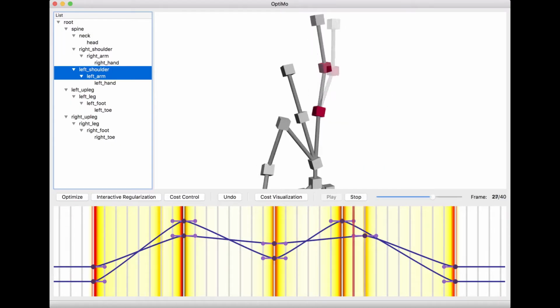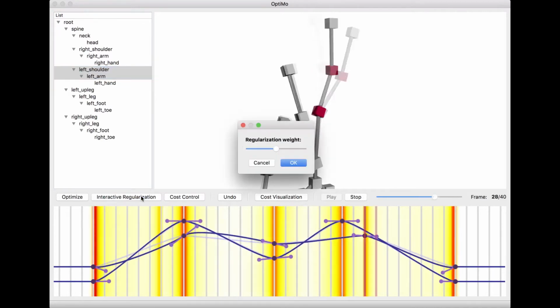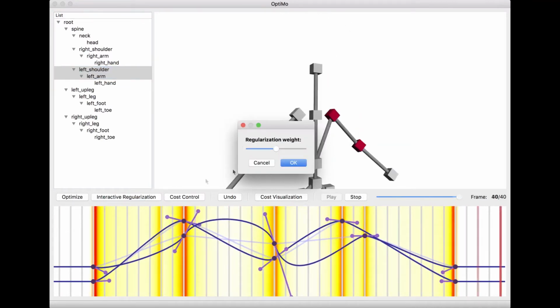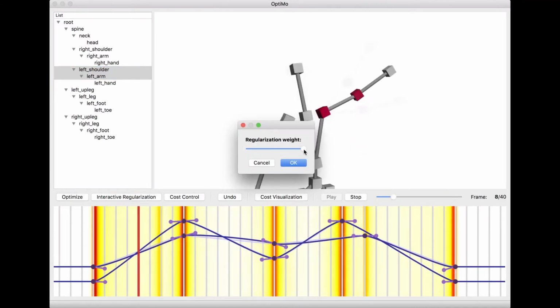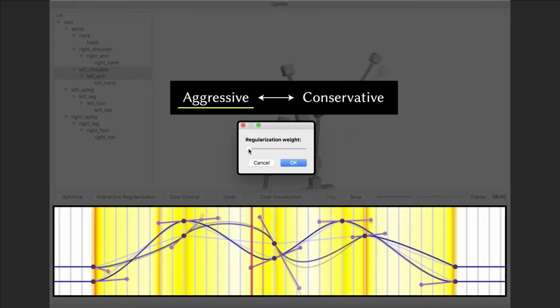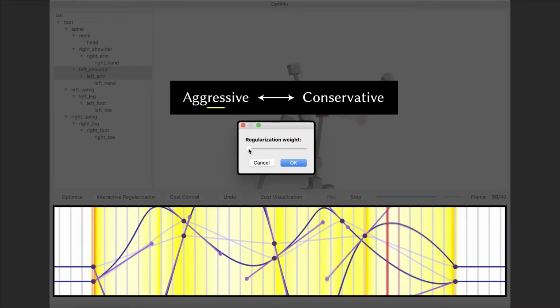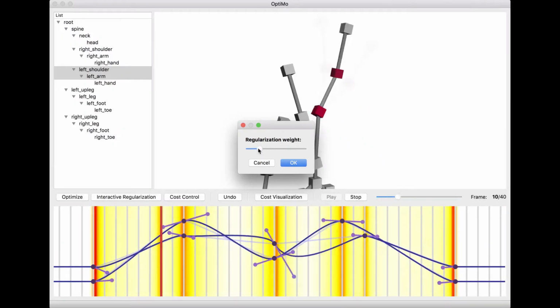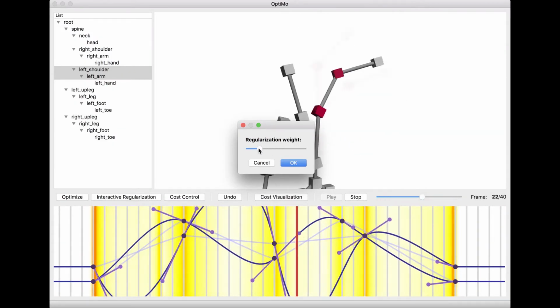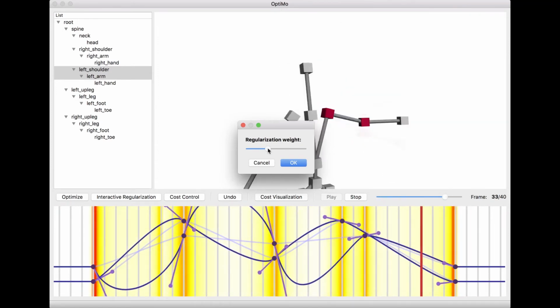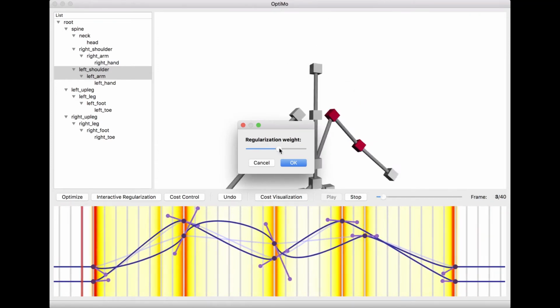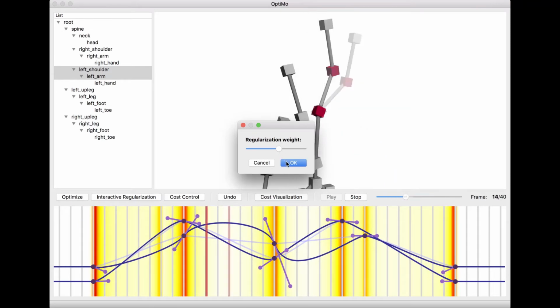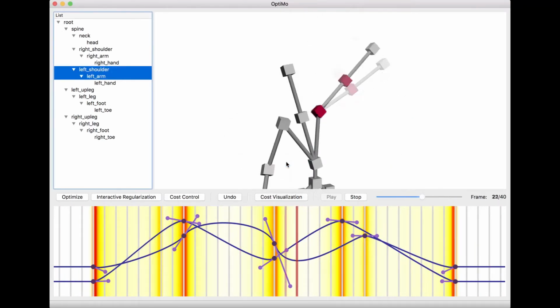To prevent the optimization from excessively changing the motion, the system allows animators to specify a regularization weight. A smaller weight makes the optimization more aggressive, and a larger weight makes it more conservative. Furthermore, this weight can be specified interactively during optimization. This allows animators to control the optimization easily and precisely.